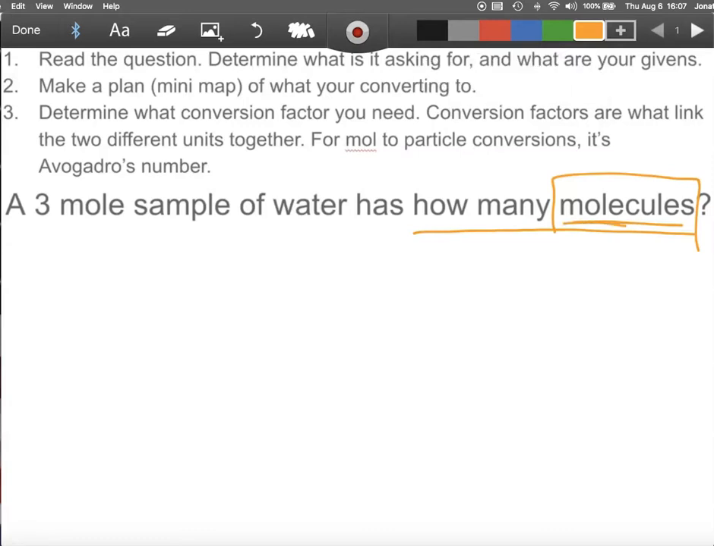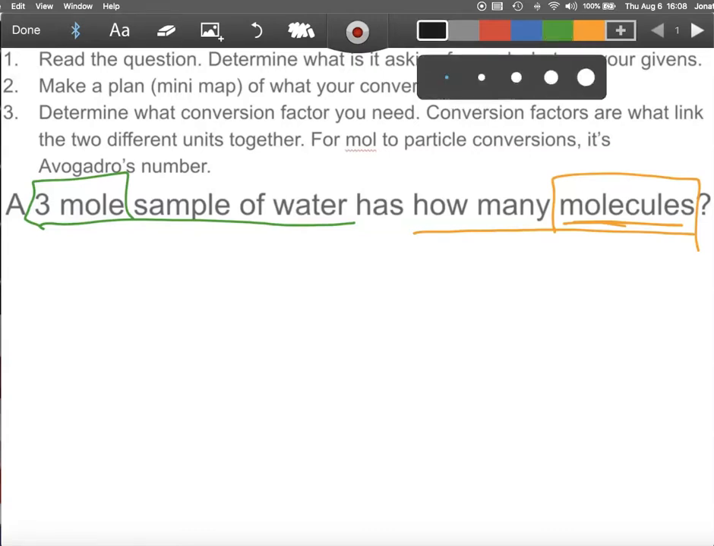The thing that you're given is a 3 mole sample of water. This is our given. We need to start with a 3 mole sample of water, and we need to convert that over to the number of molecules. The question wants to know how many molecules will there be in 3 moles of this stuff. Okay, so we're going to start off with our map.